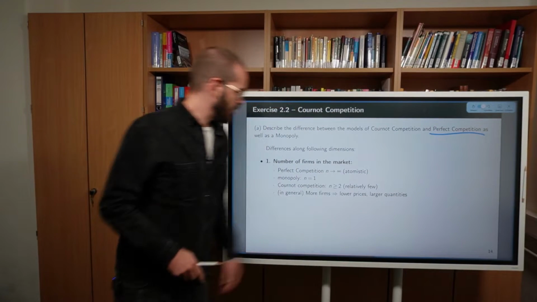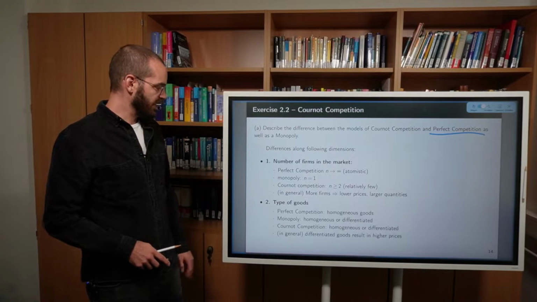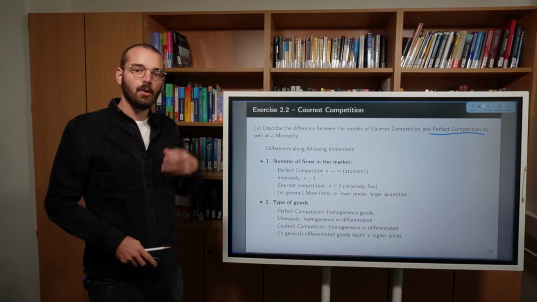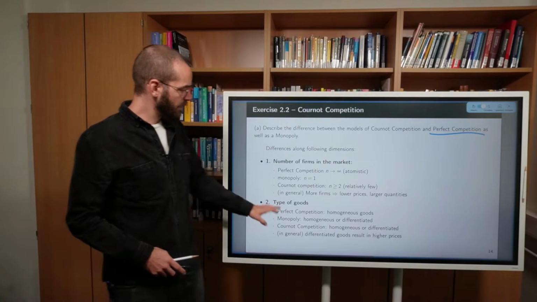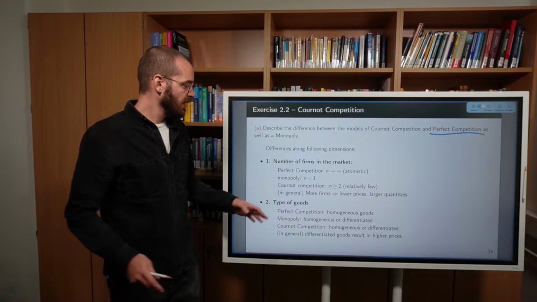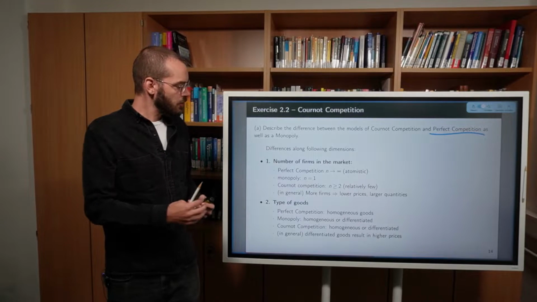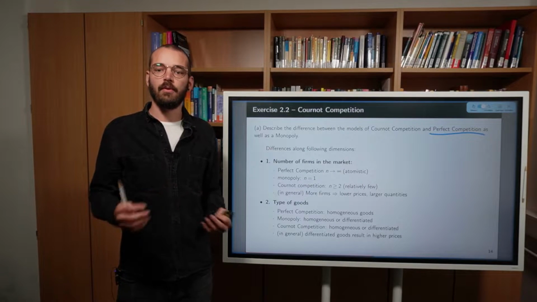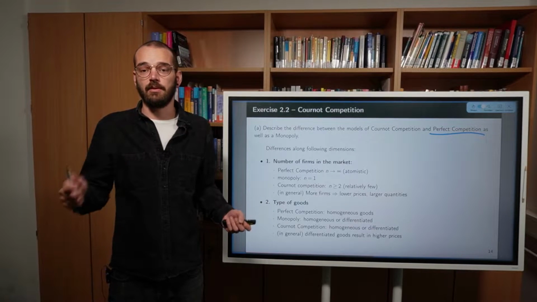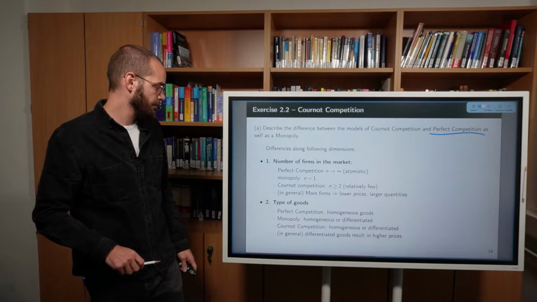The second dimension we want to have a look at is the type of goods. Last week we already discussed that in order to model perfect competition, we need to assume that we have homogeneous goods. And last week we also said that this translates to a situation where the consumer really does not care from what firm they buy their good, because you cannot differentiate between the goods. They are all homogeneous from the perspective of the consumer at least.